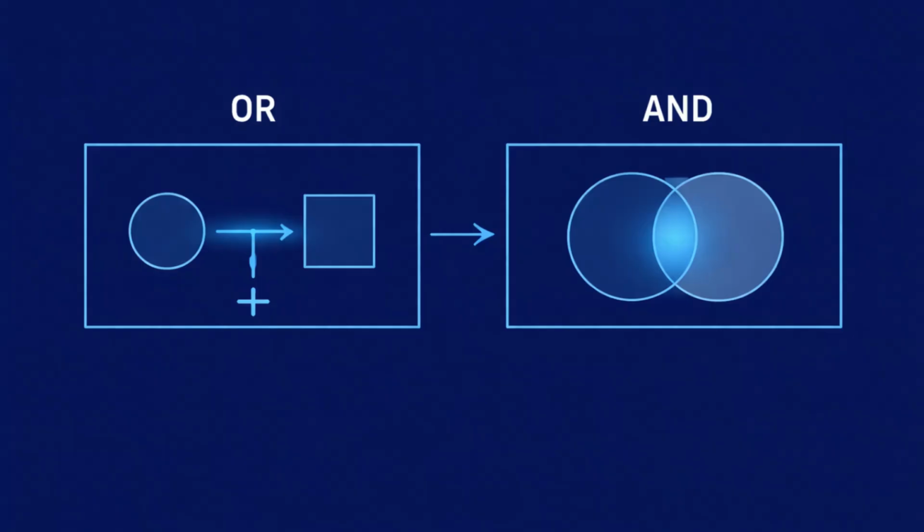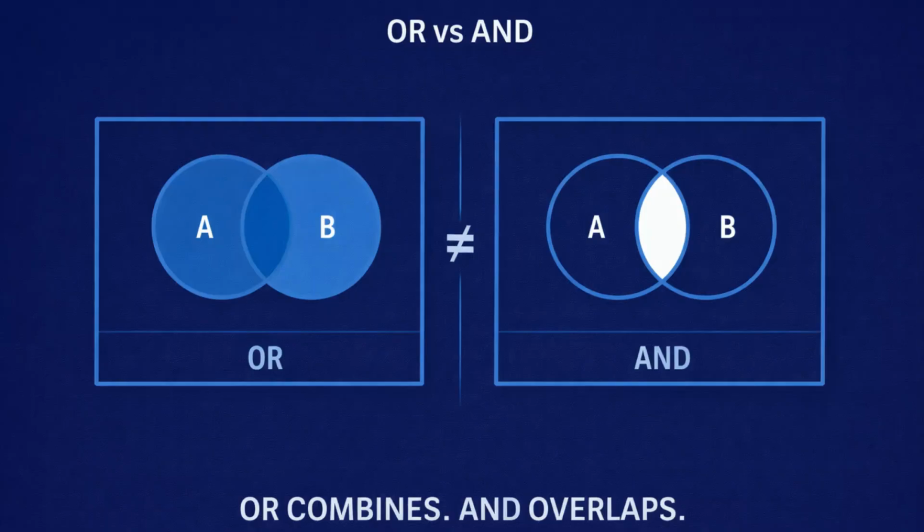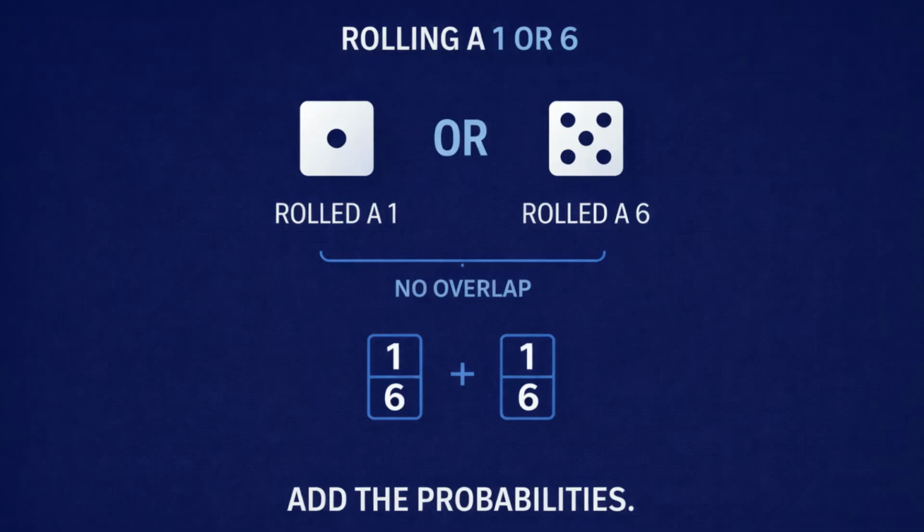Now we move into compound events, which involve more than one event. At this point, the wording of the problem becomes especially important. The two words to pay attention to are or and and. When a problem uses the word or, we are combining possibilities. When a problem uses the word and, we are looking for both events to occur together. Let's start with an or example.